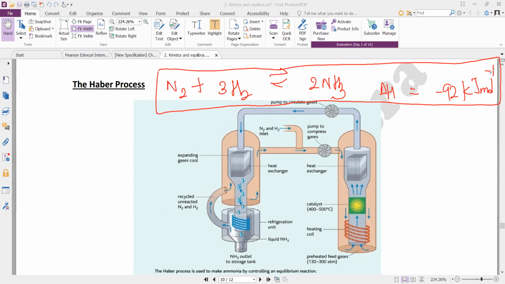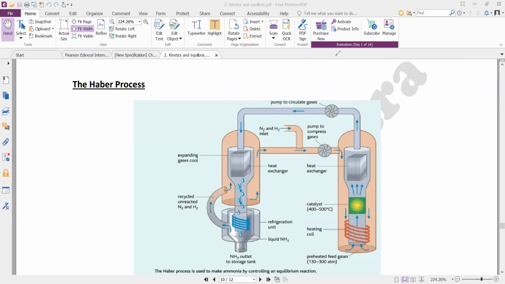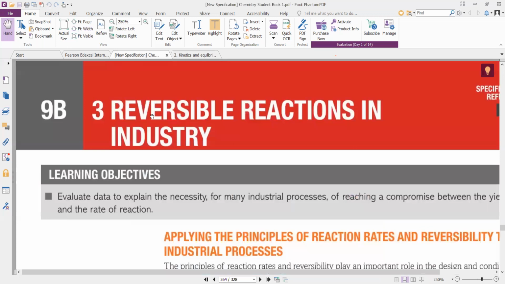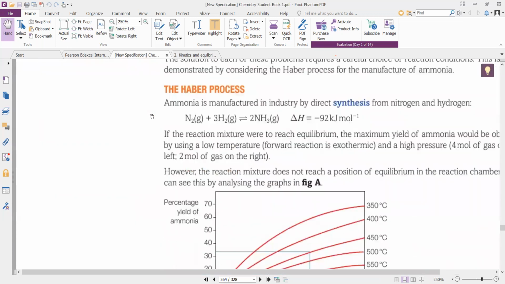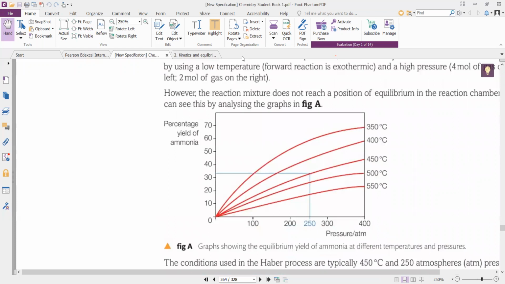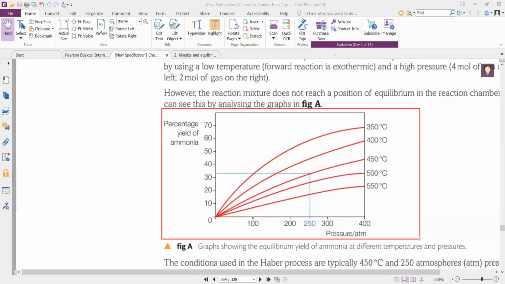Catalyst inside. Now, did you get my point? You have to think about the rate as well as equilibrium. Scientists or chemists have done several experiments to check which gives the best yield. This graph has 3 axes: temperature, pressure, and yield.